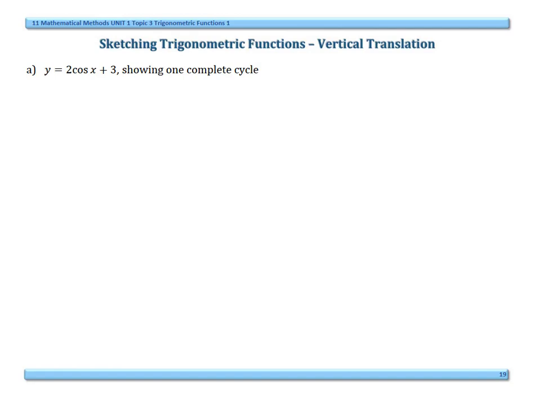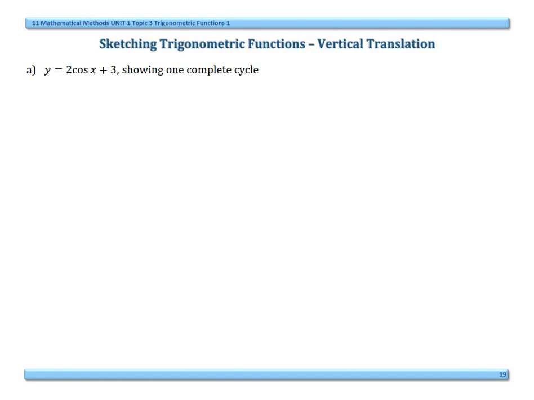This video is one of a series on sketching trigonometric functions. This one looks at vertical translations. Now, I'll also include amplitude changes or period changes, just to progress from the previous video that looked at those. So looking at this equation here, y equals 2 cos of x plus 3.